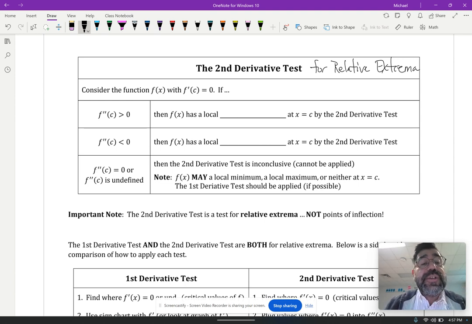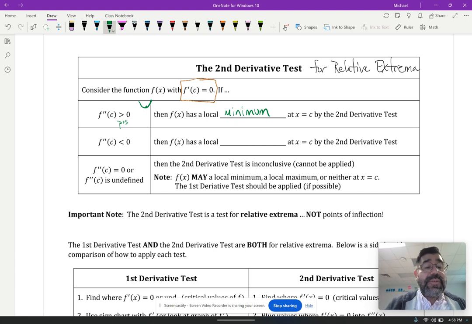So consider a function where f prime of c is equal to 0. So we have to start with a critical point. So if I know that c is a critical point, then if the second derivative is positive, excuse me, that means it's concave up. And if it's concave up, then f of x has a local minimum at x equals c by the second derivative test.